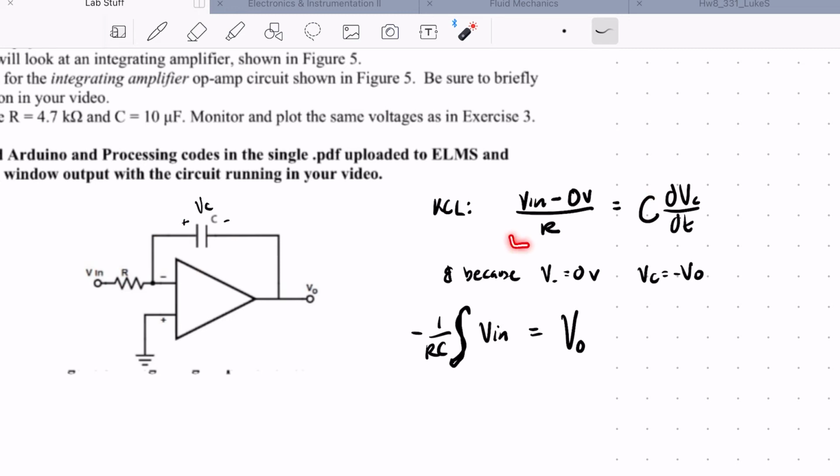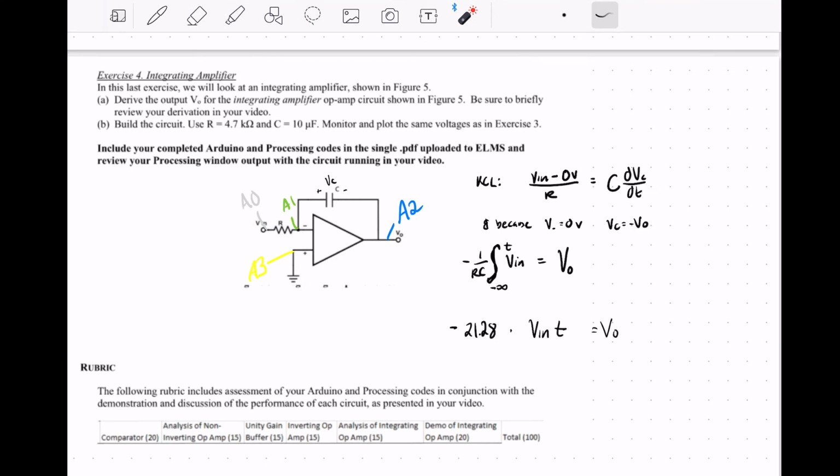So current in, and we know that the VC, as in this VC, is equal to negative V out. So we can substitute this for V out. And if we just rearrange this equation right here and we integrate, then this is our solution. If we use the values right here, we find that the gain is negative 21.28. And if we integrate from 0 to t, then we can expect a DC input like this.